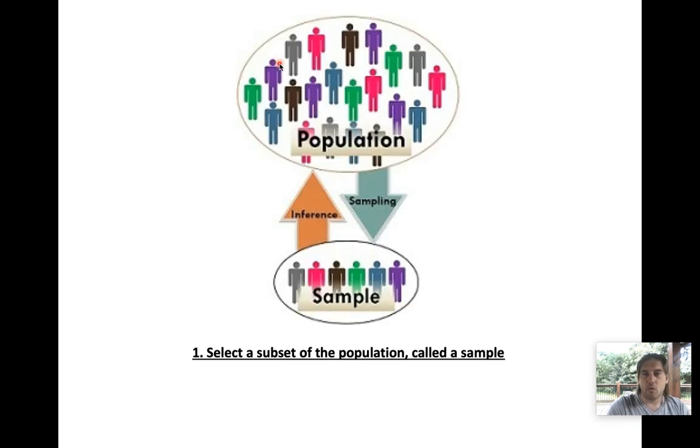So we can think of the population as the larger group of interest, and then we sample out a smaller subset of that population, and this is who we actually do the research with, right? It's basically impossible to do research with your entire population, so we're left with doing research on a subsample of that population.